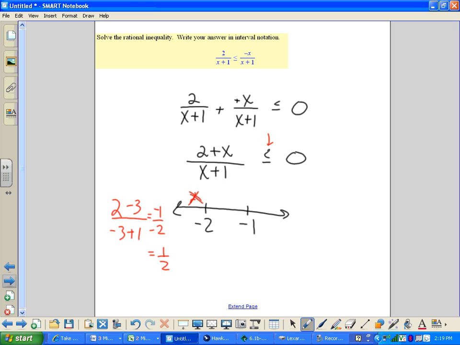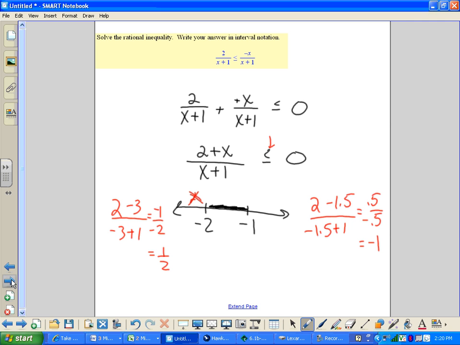All right, so let's go with something in between here now. So something in between -2 and -1 might be -1.5. So I'm going to substitute that one. So let's say 2 minus 1.5 over -1.5 plus 1. So this would give me 0.5 over -0.5. Okay, that's going to be a negative number there. That'd actually be -1. So let's test that. Is -1 less than or equal to 0? Well, a negative would be less than a positive. So we're going to have the middle section again here.